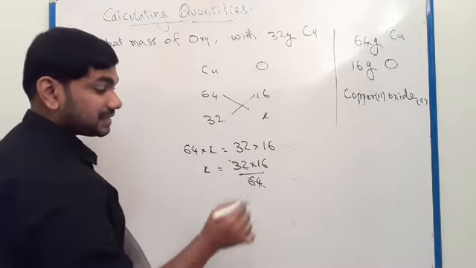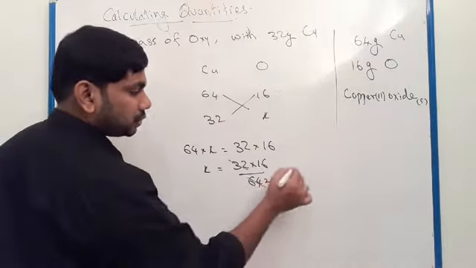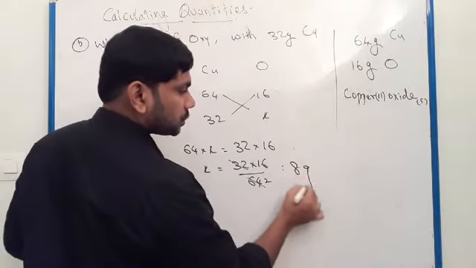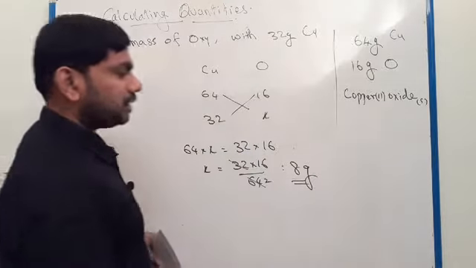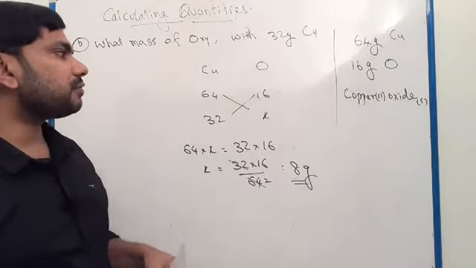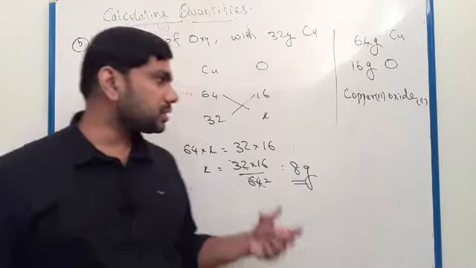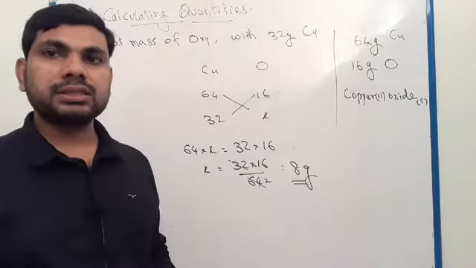32 divided by 64, it will be 2. 16 divided by 2, it will be 8. So 8 gram. So here the mass of oxygen will be 8 gram. Clear? So you can use the same method to calculate this.